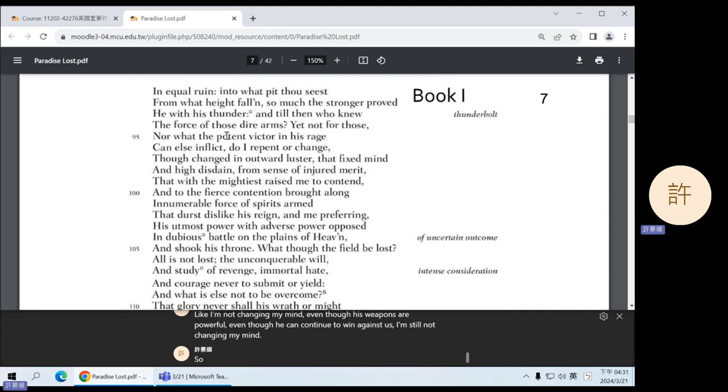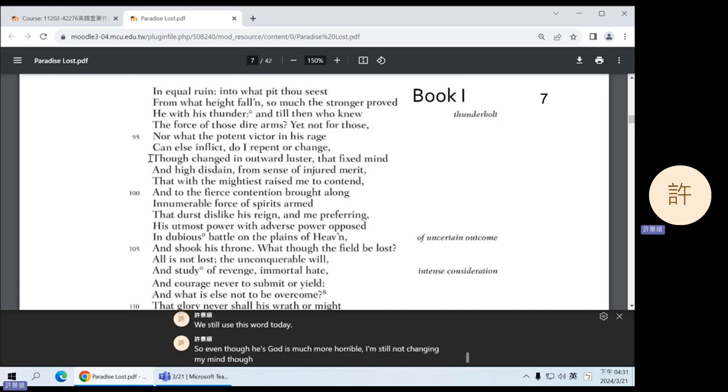So potent means powerful. We still use this word today. Inflict means cause harm. We still use this word today. So even though God is much more powerful, I'm still not changing my mind.